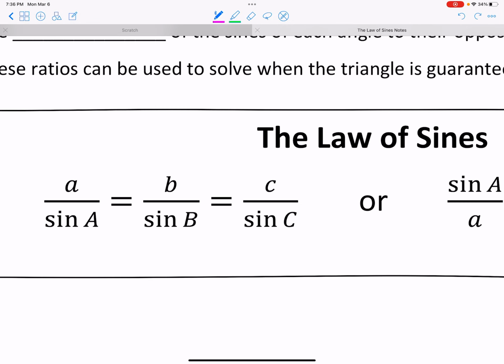Now note this is a condensed version of our formula. When we do solving, we're only going to be looking at two of the ratios at a time. So maybe it's those two, or maybe it's those two, or maybe it's the first one and the third one. So you're not going to do any solving with all three in there. This is just a condensed way to write this.